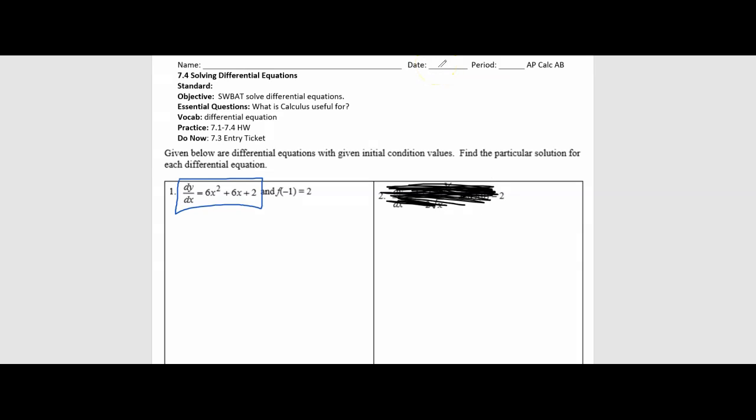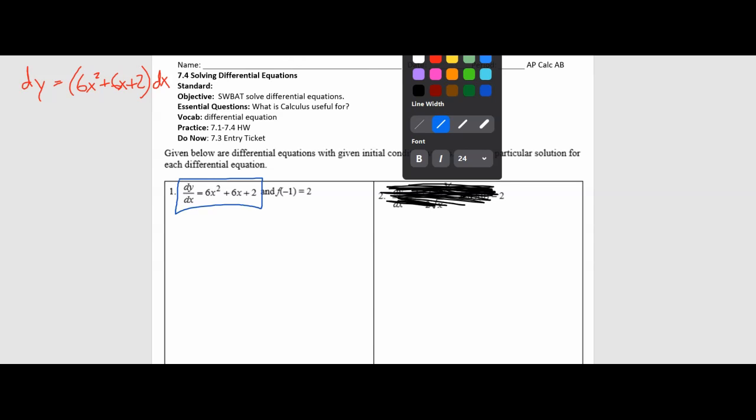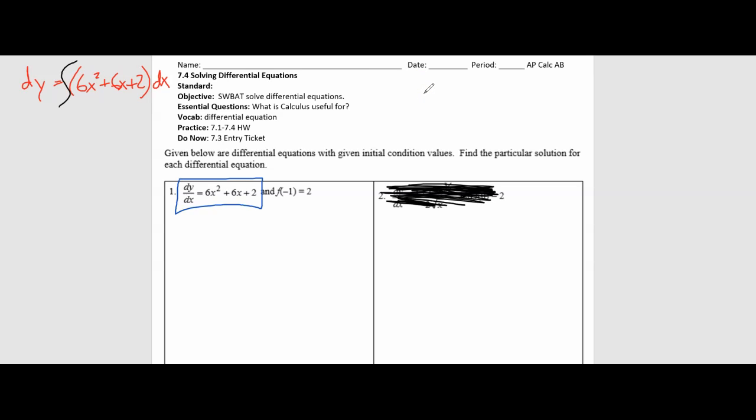So if I multiply both sides by dx, I get dy is equal to the quantity 6x squared plus 6x plus 2 times dx. Now, I can integrate both sides with respect to their given variable. The left side I will integrate with respect to y because I have a dy over there. The right side I will integrate with respect to x because I have a dx on that side. So I'm going to integrate both sides.